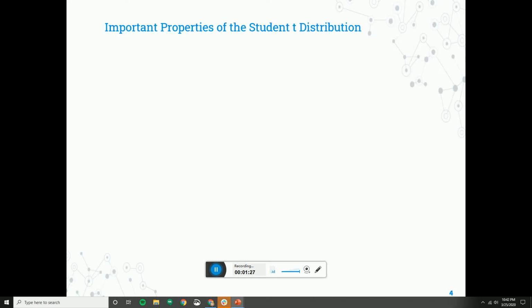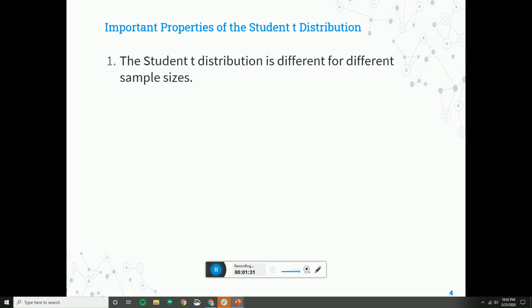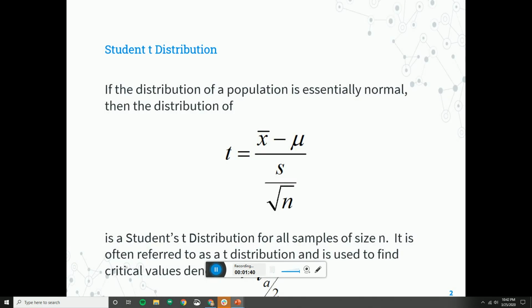Let's go over some of the basic properties of the student t-distribution. The first is that the student t-distribution is different for different sample sizes, and that comes back to the degrees of freedom and the fact that we're using n in the calculation for the equation that builds the student t-distribution. Since the sample size is sitting in here, changing the sample size will change the values of t, which will change the way the whole curve looks.